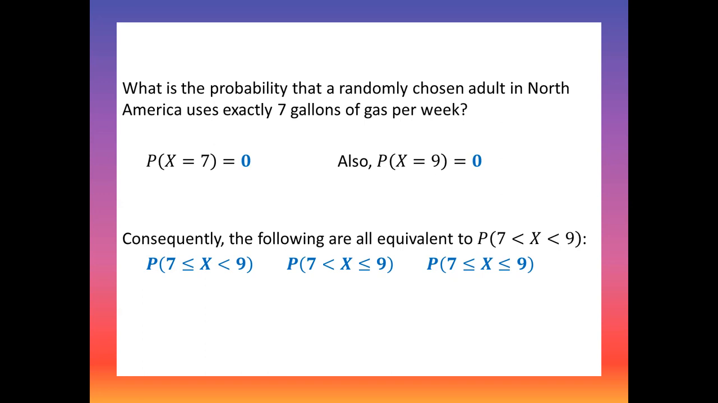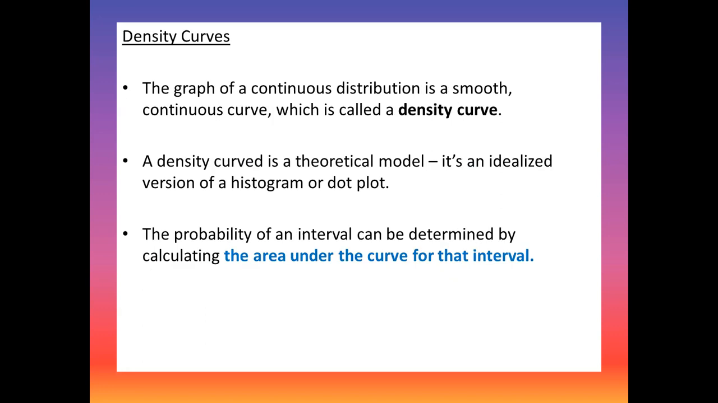That's a weird idea that less than and less than or equal to end up being interchangeable, and the same thing with greater than and greater than or equal to, but for continuous distributions, that's the way that it works. The idea of a density curve, that's the curve that's drawn to represent the probability distribution. And it is a theoretical model, which is why you get a nice perfect shape. That's why a normal distribution is going to be a nice perfect bell curve.